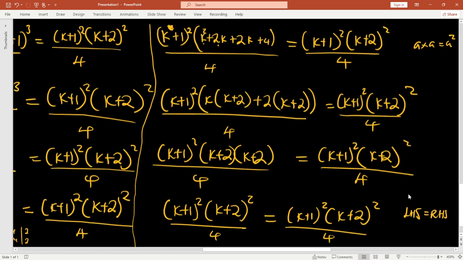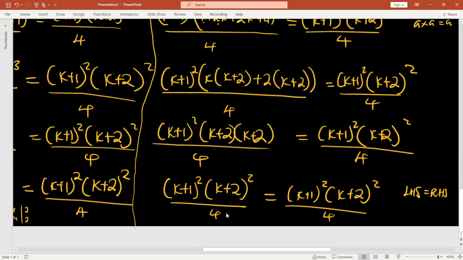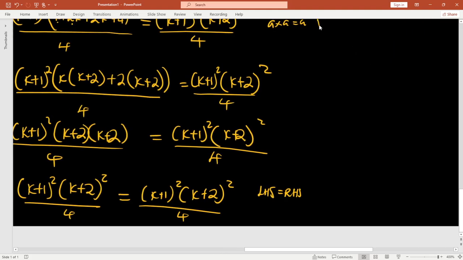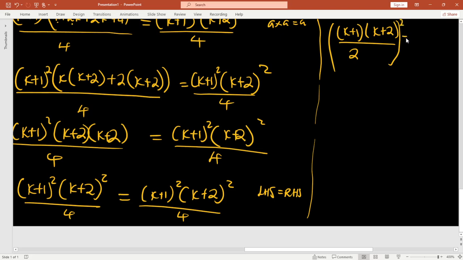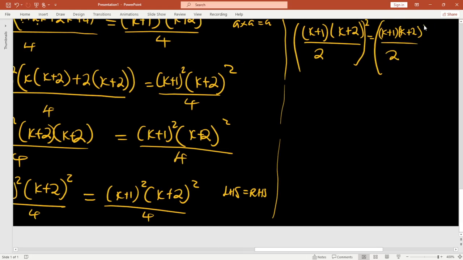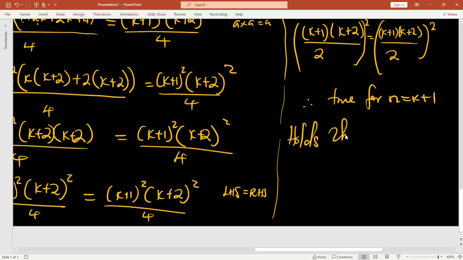Now, if you want to simplify this further, you note that this 4 is the same as 2 squared, and what you have this side is the same as that. So if you want to simplify the expressions further, you can just have open brackets, (k+1)(k+2) divided by 2, to the power 2, is equal to the same thing this side, (k+1)(k+2) divided by 2, the power 2 here. Alright, so therefore this is true for n equals k plus 1. If this is true for n equals k plus 1, then the statement that we have holds under mathematical induction.